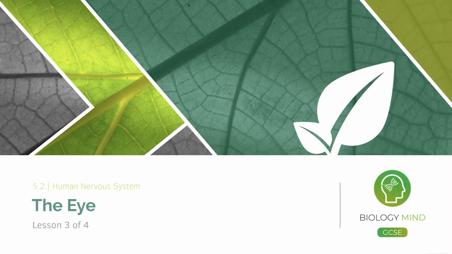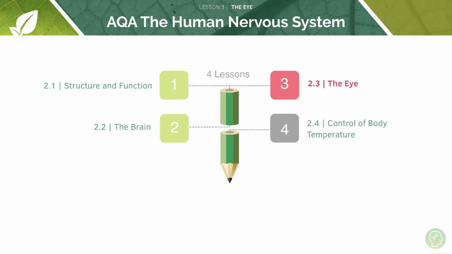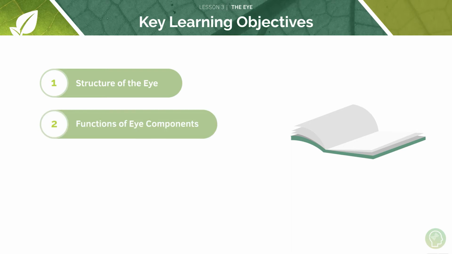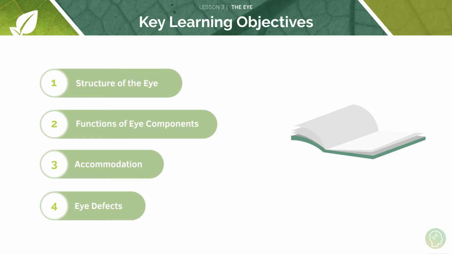So let's get started. Hi everyone, and welcome to tutorial 3 of 4 on the human nervous system, in which we'll be looking at the eye. In our previous session we had a look at the role and structure of the brain and how these structures involve different functions in the body. And we're going to extend that to the eye. So we're going to look at the structure of the eye, how this relates to the functions of the various components of the eye. We're also going to look at this concept called accommodation, which will make more sense later on in this tutorial. And then finally we'll look at more clinical aspects related to the eye.